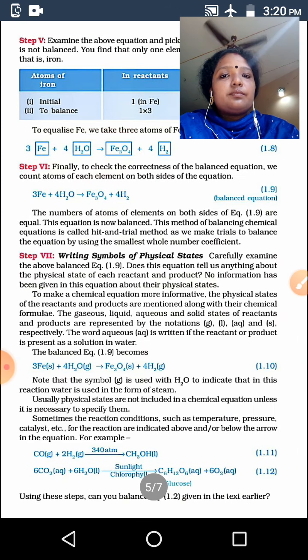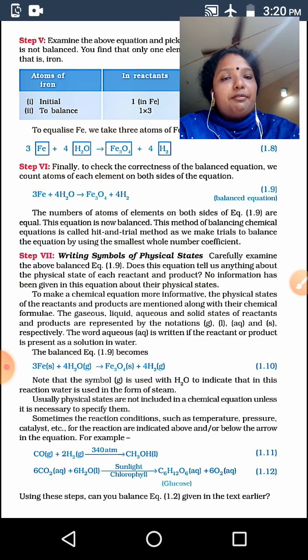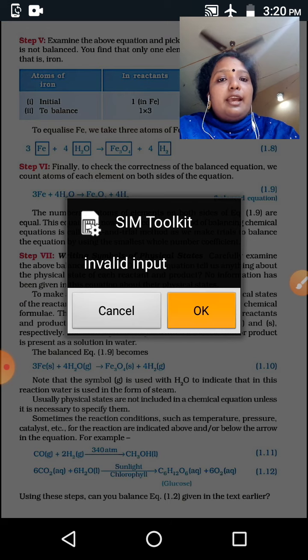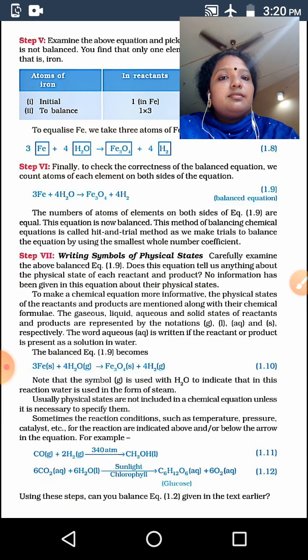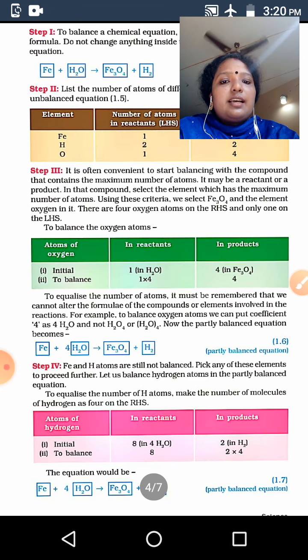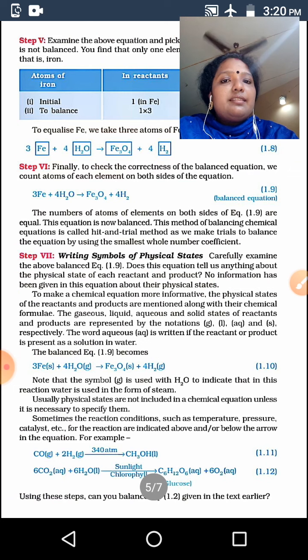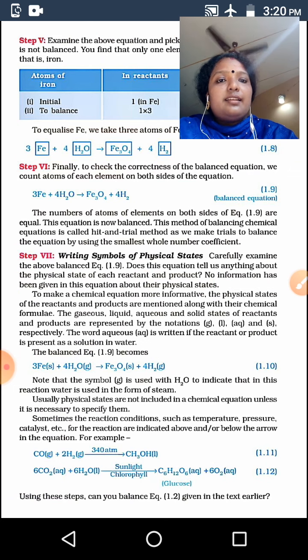On the next step, you have to balance iron, Fe, so that both sides become equal. Fe will be 1 in the reactant side and 3 in the product side. So we can multiply Fe by 3, and the product side and the reactant side will be the same.